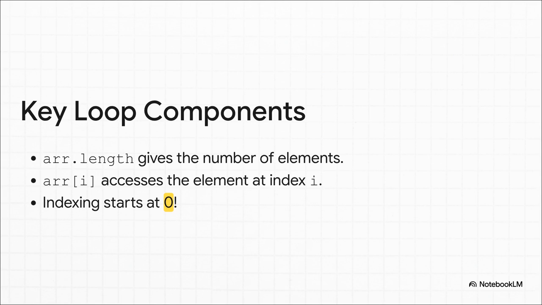Let's quickly break down what's happening in that loop. First, ar.length. This is super handy. It just tells you exactly how many items are in your array. Then you have ar[i]. That's how you grab an element using its position, or its index. And please, remember this crucial rule. Programming starts counting from 0, so the first item is always at index 0.